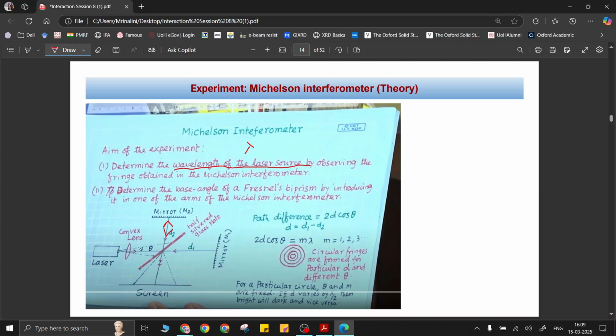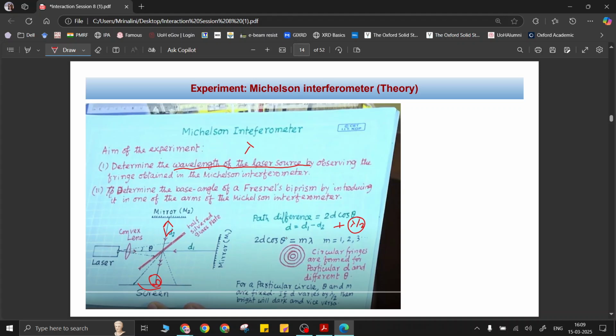If we consider this central incident ray, then we'll get a pattern here. But since I said we are using an extended source, they will be at some angle theta, and then we'll get the final inclination on the screen, and they will form a ring around this. So here there is an additional path difference, even if d1 and d2 are not the same, that means we have some path difference, d1 minus d2. Along with this, there will be a path difference of lambda by 2 because of reflection from an optically denser medium.